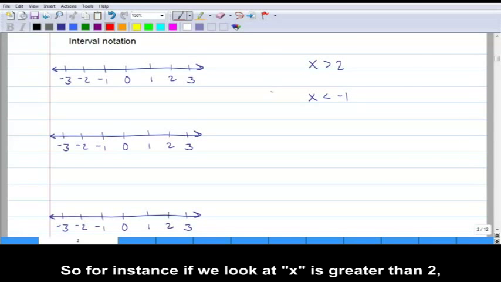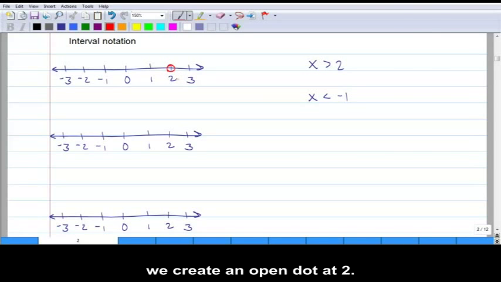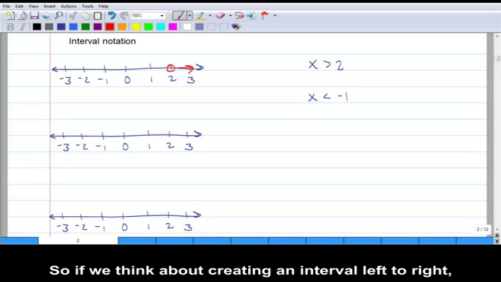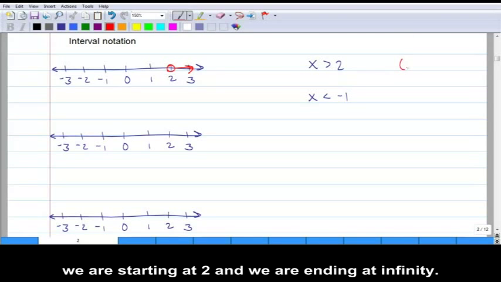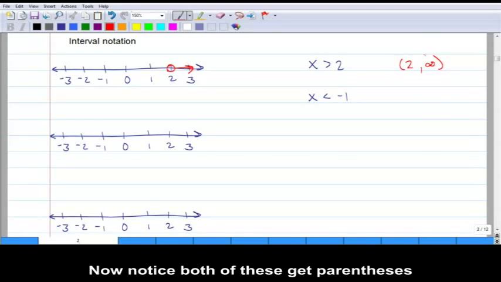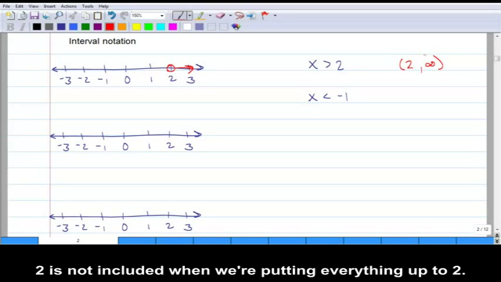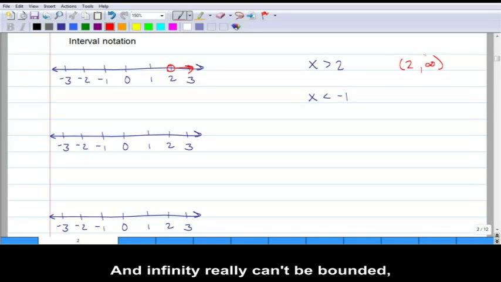So for instance, if we look at x is greater than 2, we create an open dot at 2, and we move forward off of this. If we think about creating an interval from left to right, we are starting at 2, and we are ending at infinity. Notice both of these get parentheses because neither one is included in the set. 2 is not included, we're including everything up to 2. And infinity really can't be bounded, so we can never really close it off.